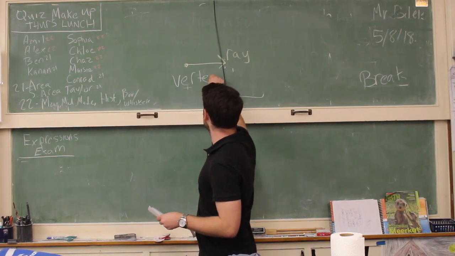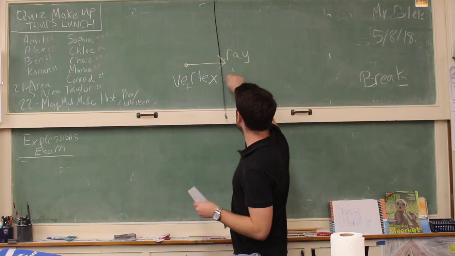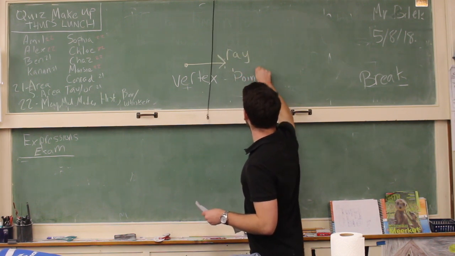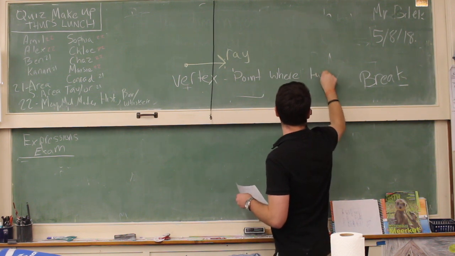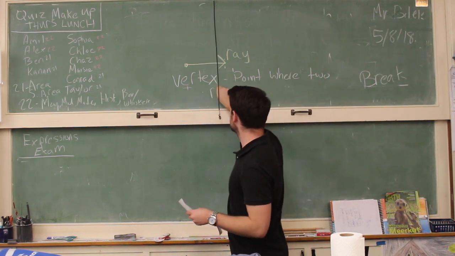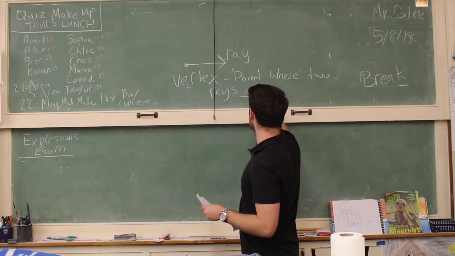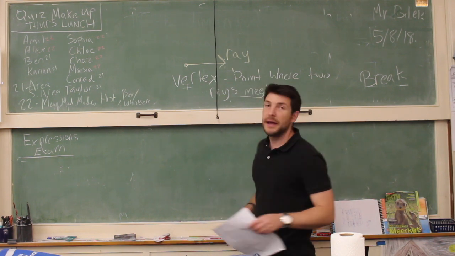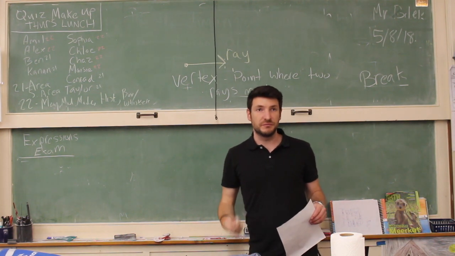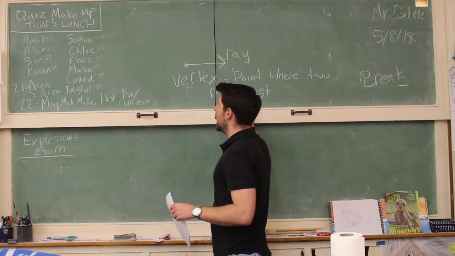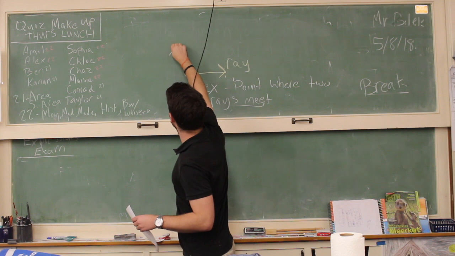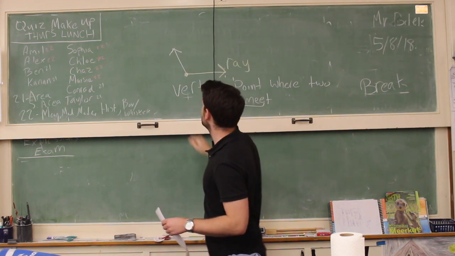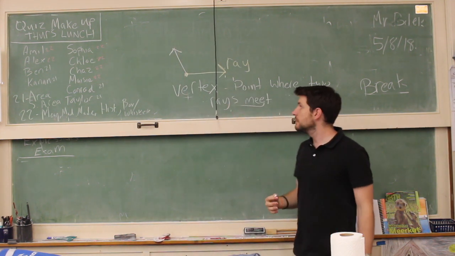Vertex. A vertex is a point where two rays meet. So we have one ray right here. I'm going to add another one. And those two rays now form an angle.